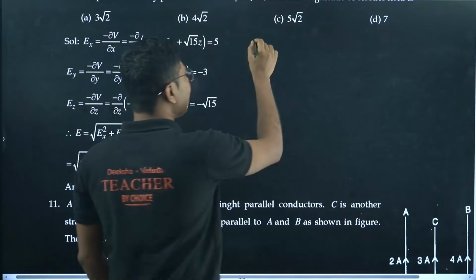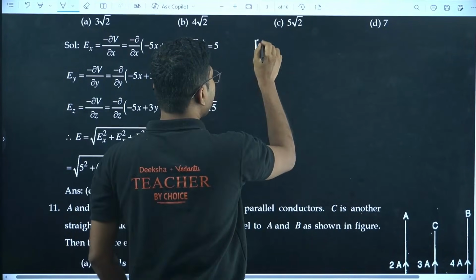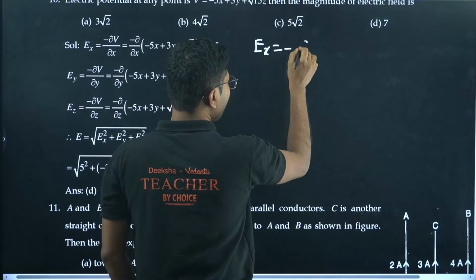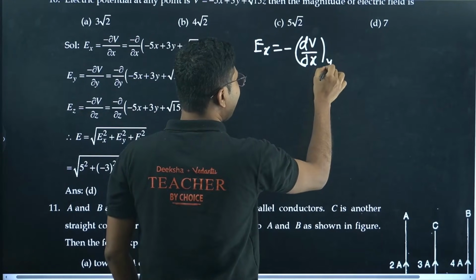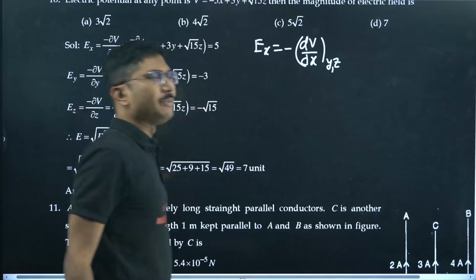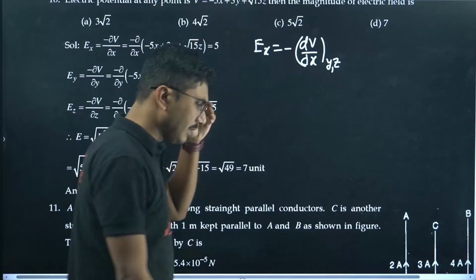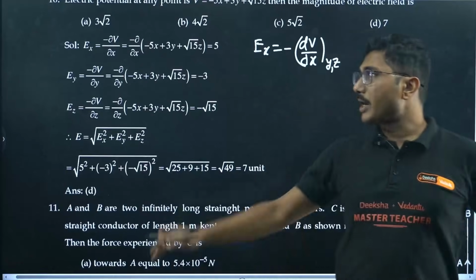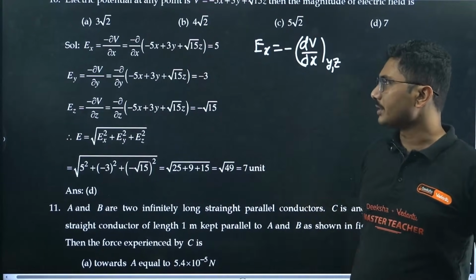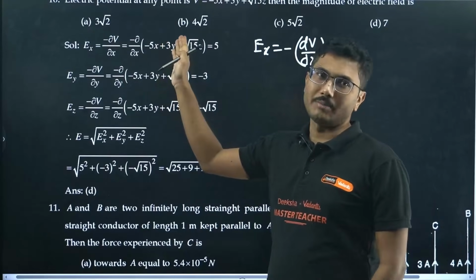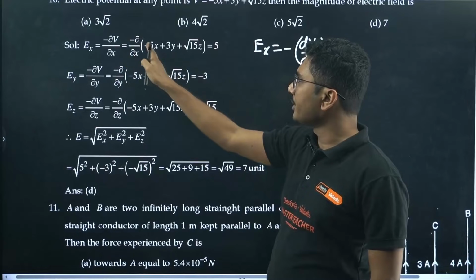So Ex, the x component of the electric field, is given by minus dV/dx, with y and z constant. This is the meaning of this symbol. This is called a partial derivative. Those who know partial derivatives, this is it. A partial derivative means you are simply differentiating, but y and z are constant, so you are differentiating only the x term. Y and z remain constant, so minus 5x, and there is a negative sign over here.